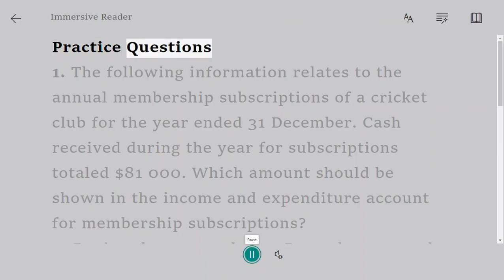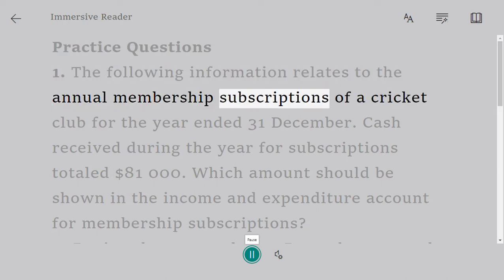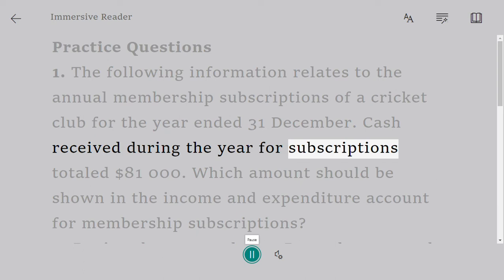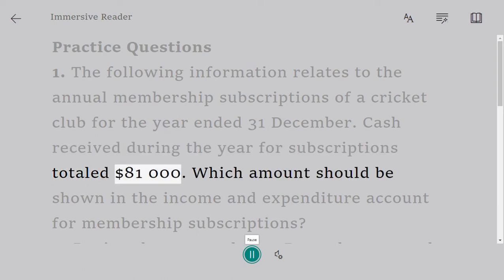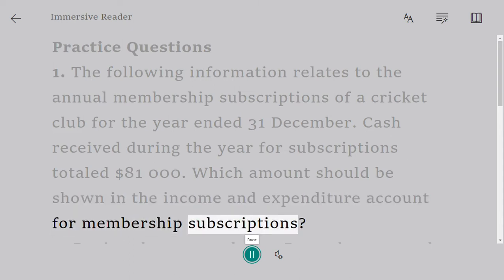Practice questions. 1. The following information relates to the annual membership subscriptions of a cricket club for the year ended December 31st. Cash received during the year for subscriptions totaled $81,000. Which amount should be shown in the income and expenditure account for membership subscriptions?